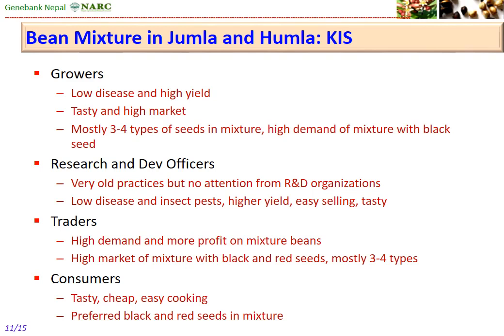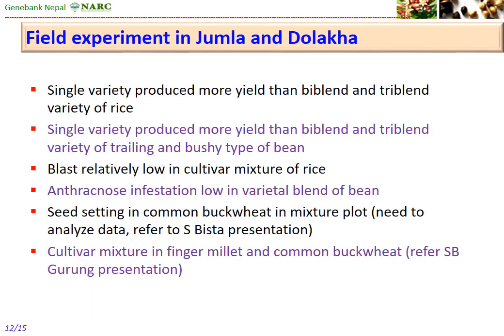Research and development officers said it's a very old practice in Humla and Jumla, but no attention has been given by research and development organizations. Traders said the cultivar mixture is more profitable and has a high market, and there is high demand for mixtures with black and red seed. And consumers said it's very tasty, cheap, and easy to cook, and consumers also prefer the mixture with black and red seed.